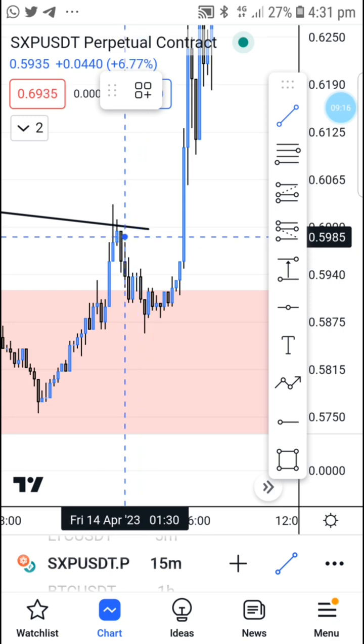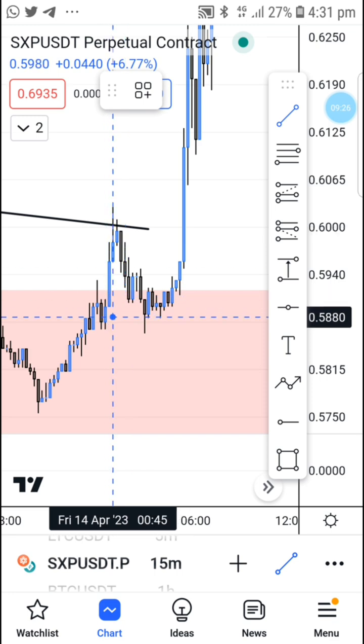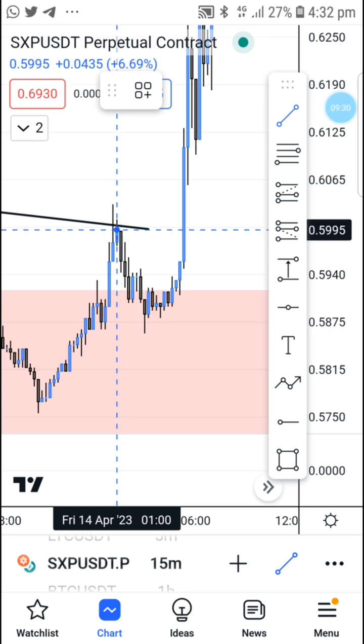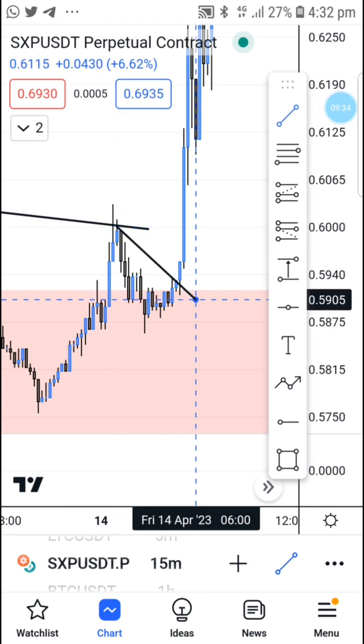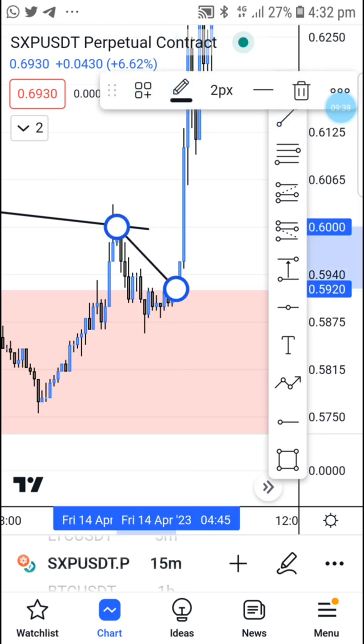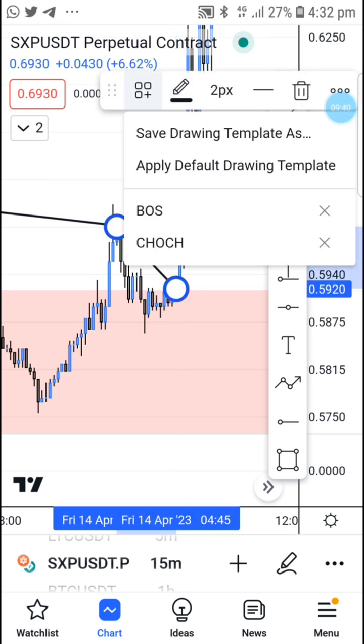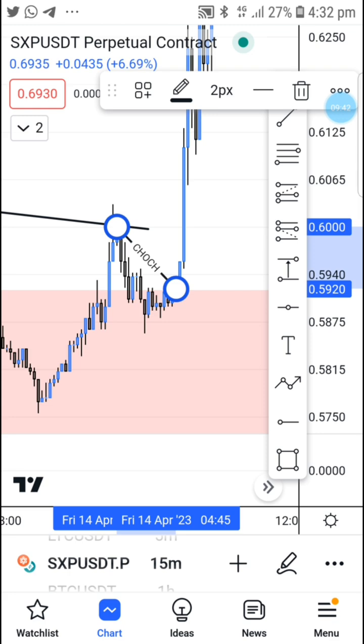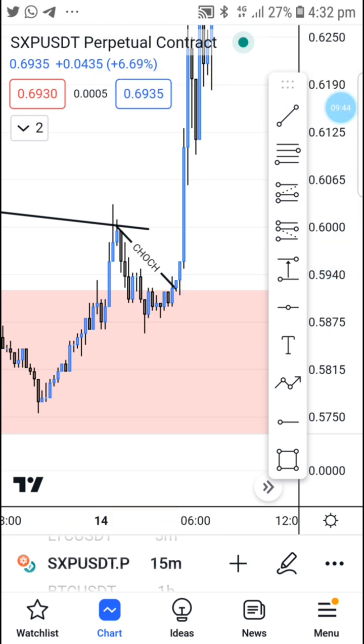Some people use CH. It's still the same thing. You can use any one, but the general term uses what? CHOCH. Or CH change is still the same thing. So my change of character occurred around where in this market? It occurred around this area, this part here. So I double click CHOCH. So that's where we have our CHOCH, change of character.